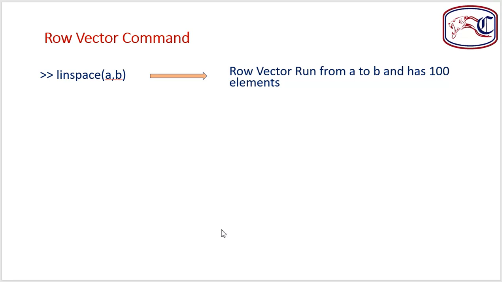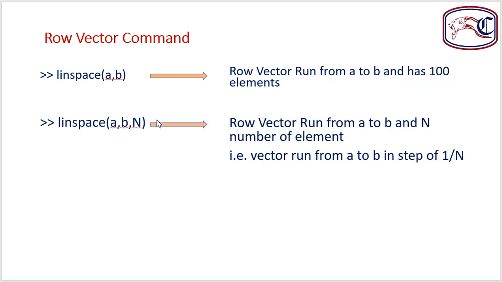We can generate a row vector using this command also. This is linspace(a, b). Here it will generate a row vector which runs from a to b and will have 100 elements in it. Whereas if we want to give a number of elements, we can add n, which will generate a row vector from a to b and it will have n number of elements.